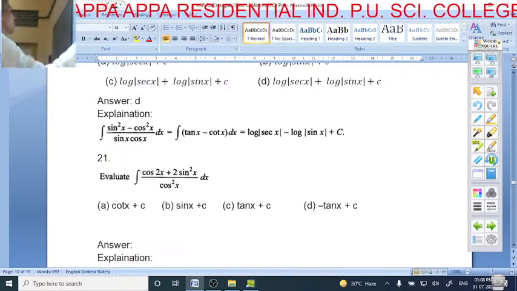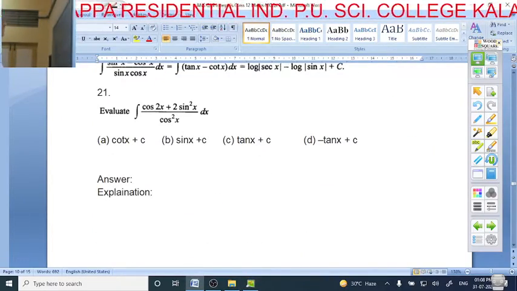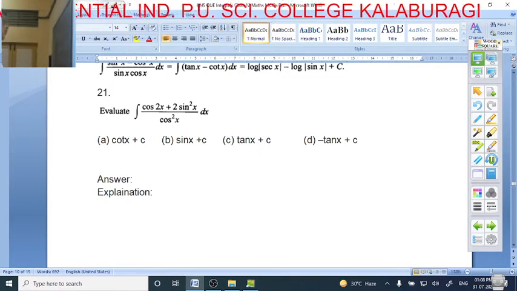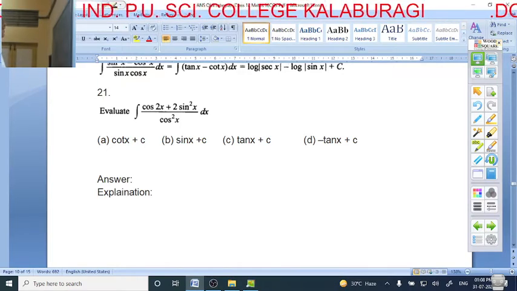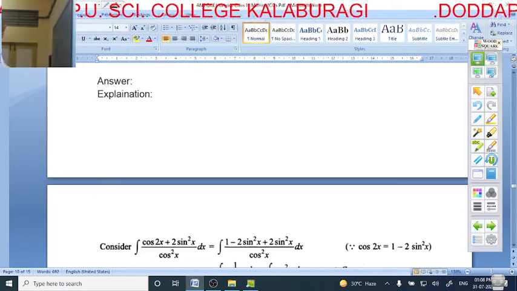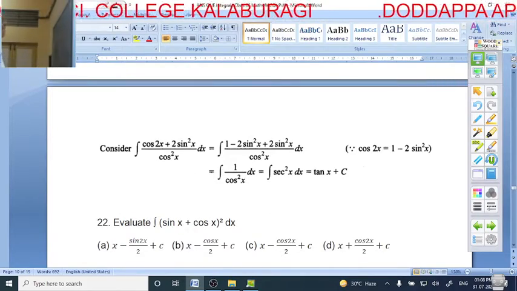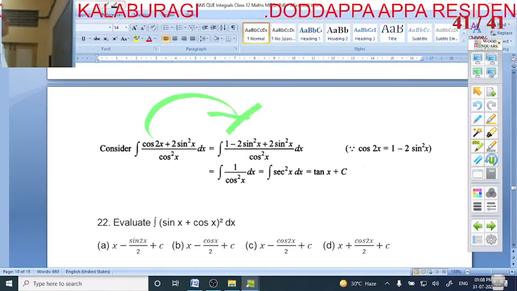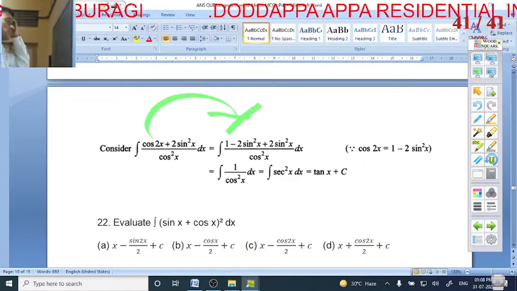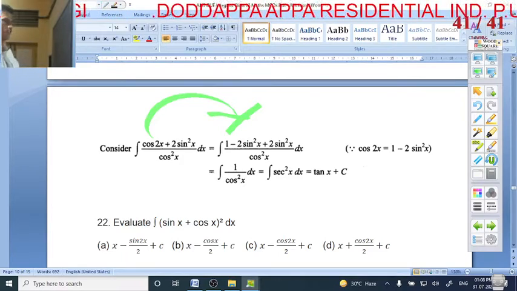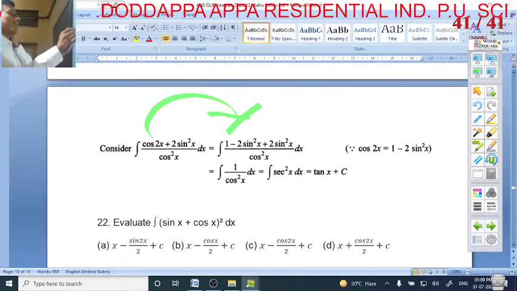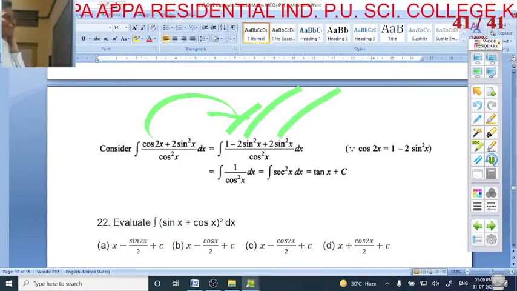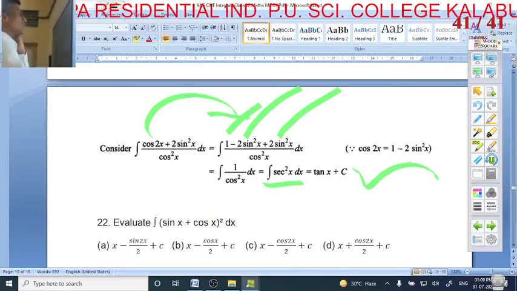Now come to the next example, 21. Integration of cos 2x plus 2 sin square x, whole divided by cos square x. Here we solve cos 2x using the multiple and submultiple angle formula, expressing the multiple angle into a simple angle: cos 2x is 1 minus 2 sin square x. For the time being, 2 sin square x remains as it is, and cos square x in the denominator as it is. The minus and plus cancel, remaining 1 by cos square x, which is sec square x. Integration of sec square x is tan x plus c.